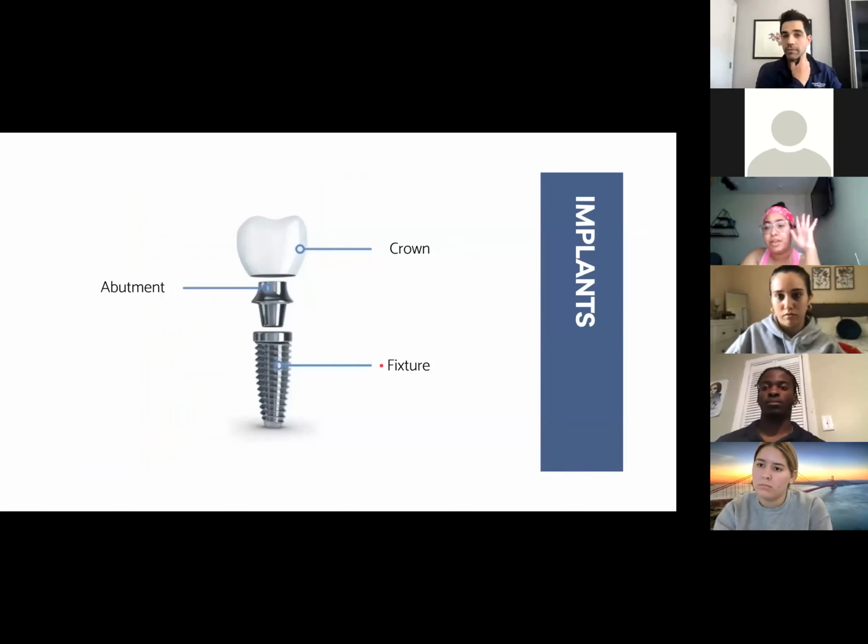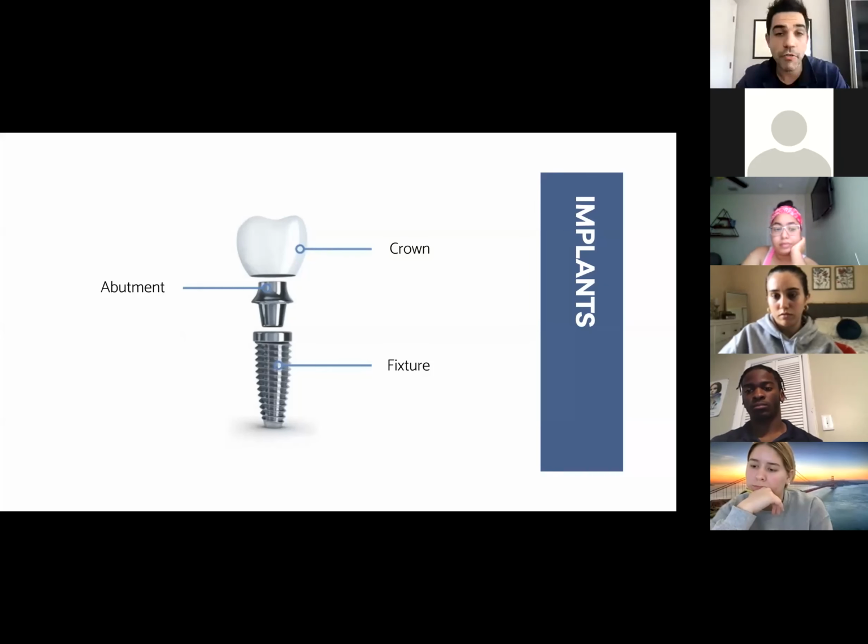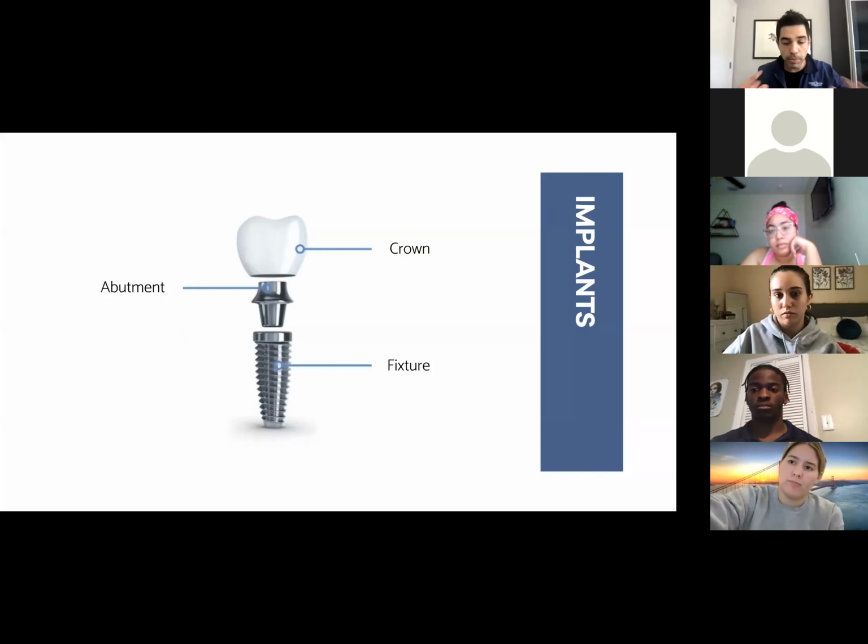All right, so let's talk implants now. I have a question. Yeah, what's up? You said that they're a candidate for implants, and what else? That they don't need a bridge. Usually when the teeth are healthy. Or a partial. You know, we have some other way of replacing the tooth in a way that is acceptable to the patient.